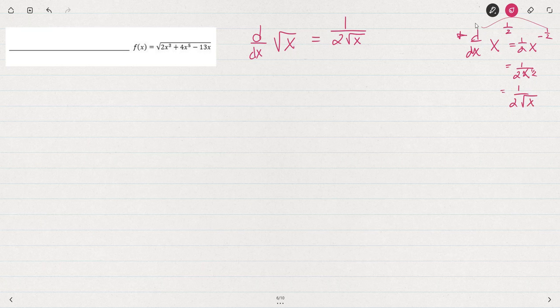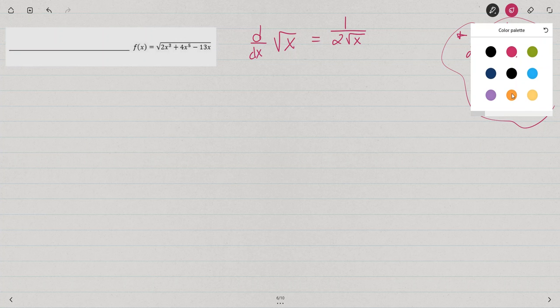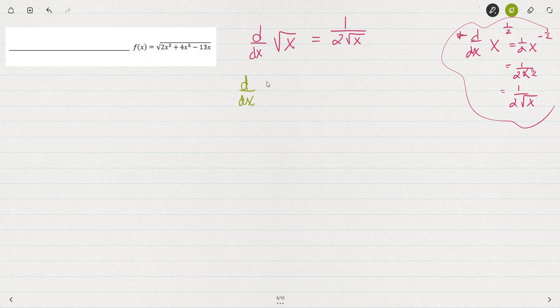So you could go through all of this, applying the power rule to get the derivative of the square root, but I'm going to really encourage that you get familiar with that one and just memorize it, right? And then let's look at the inside function. Inside, we've got this polynomial, so all we're going to do is use the power rule here. 2x cubed plus 4x to the 5th minus 13x. The derivative is going to be 6x squared plus 20x to the 4th minus 13.